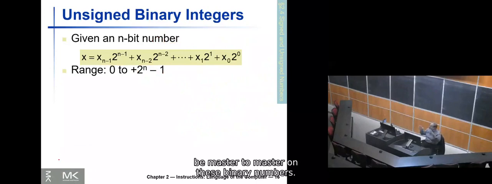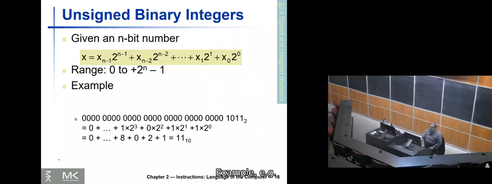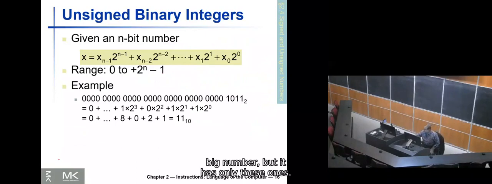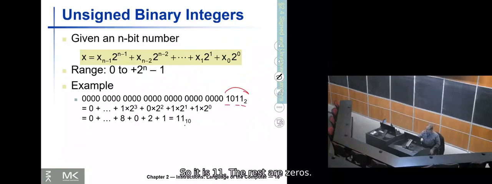You need to be master on these binary numbers. For example, this is a 32-bit binary number. It's a big number, but it has only these ones. So if you look at that, this would be 1 plus 2, 3 plus 8 is 11. So it is 11. The rest are 0.